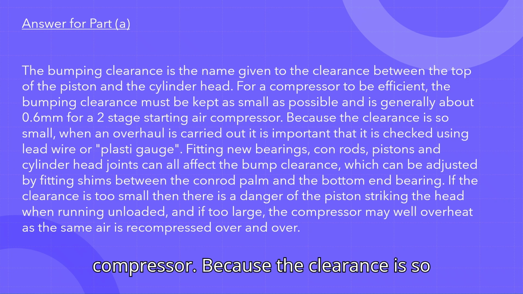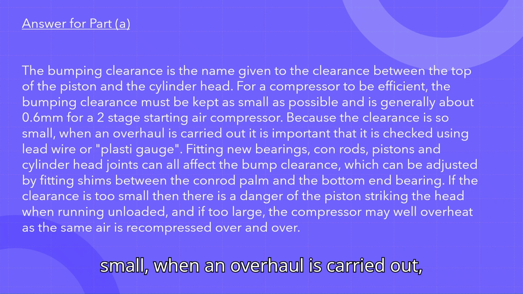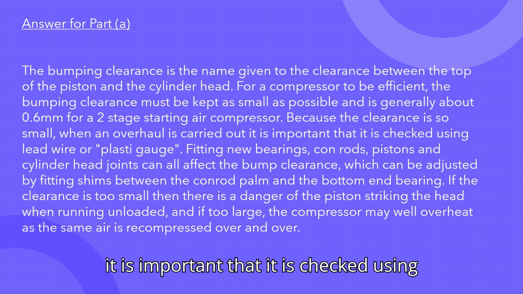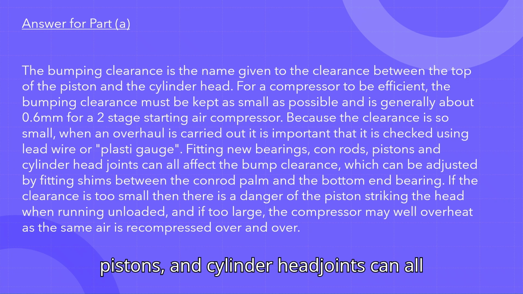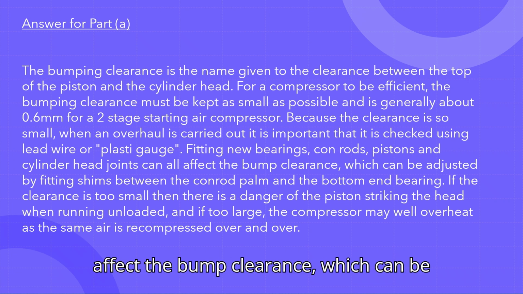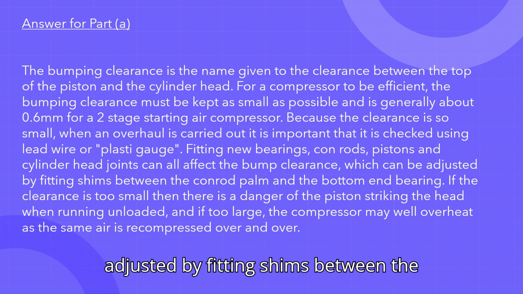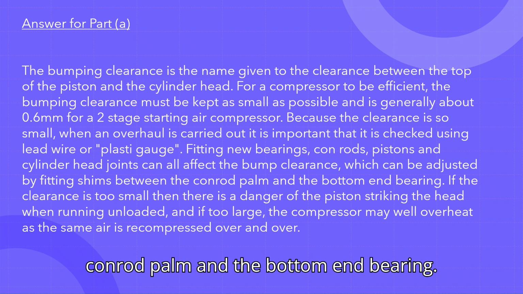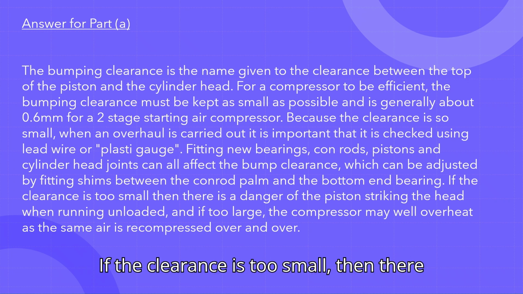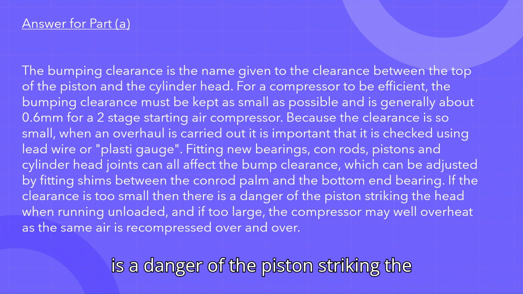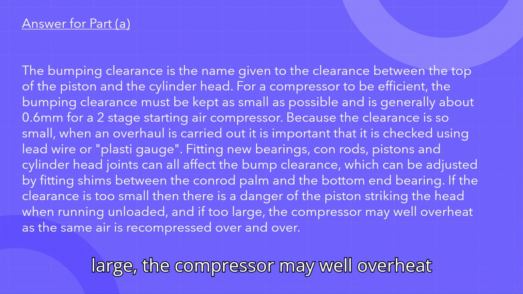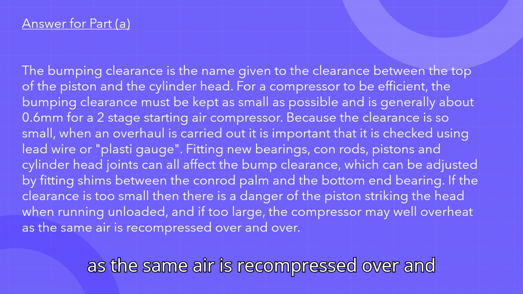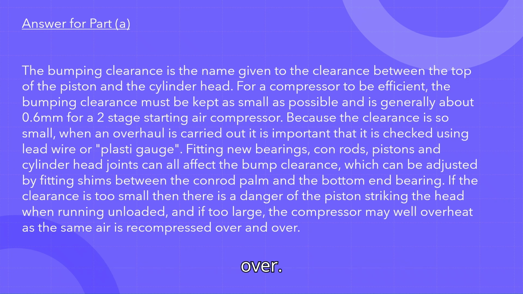Because the clearance is so small, when an overhaul is carried out, it is important that it is checked using lead wire or plastigauge. Fitting new bearings, con rods, pistons, and cylinder head joints can all affect the bump clearance, which can be adjusted by fitting shims between the conrod palm and the bottom end bearing. If the clearance is too small, then there is a danger of the piston striking the head when running unloaded, and if too large, the compressor may well overheat as the same air is recompressed over and over.